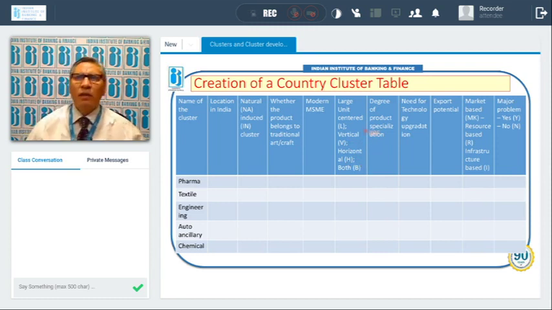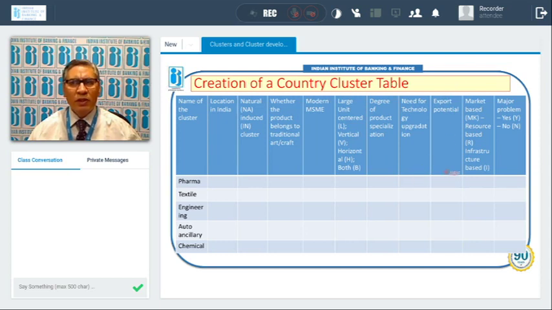So we have already discussed the vertical and the horizontal. What is vertical, what is horizontal? Then degree of product specialization. To what extent is the product specialization there? Suppose it is a pharma cluster and generic drugs are being manufactured, suppose only paracetamol is being manufactured in that particular cluster, we can mention. Or if a combination of drugs is used, that also can be mentioned. Need for technology upgradation: if technology is already upgraded in that cluster, then we can write. If it is not, we can mention accordingly.